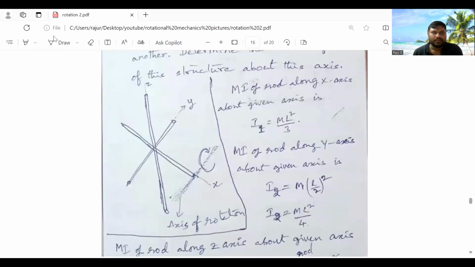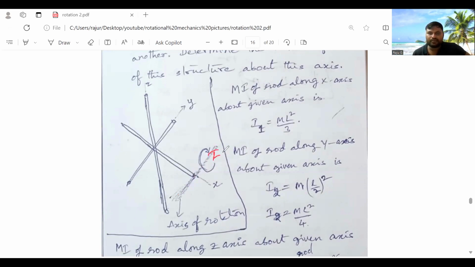Okay, here a system is given. This is rod 1, the first rod, this is the second rod, and this is the third rod. These three rods are mutually perpendicular to each other. Let us consider the first rod along the x-axis, the second along the y-axis, and the third along the z-axis. We need to find the moment of inertia about an axis passing through one end of the first rod and parallel to the second rod. So that is the question.